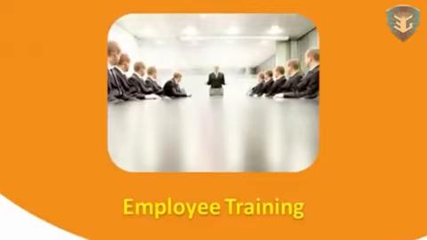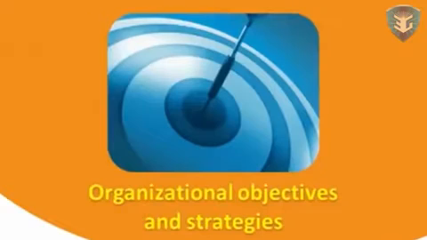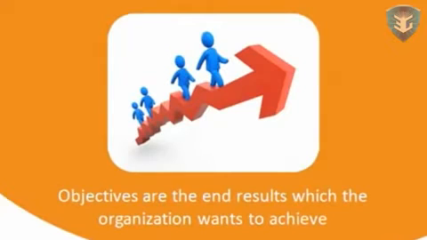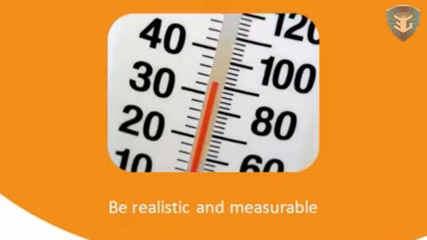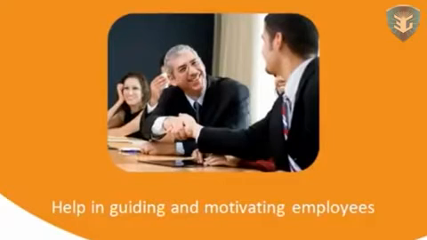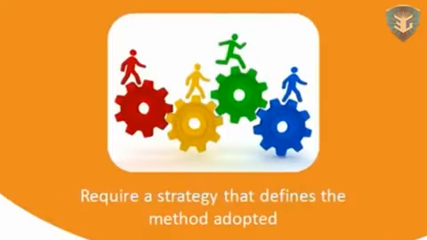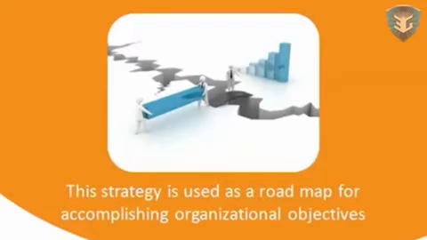Welcome to the presentation on employee training process. The first step in the training process for any organization is to assess the objectives of the training program and then devise a strategy or method to administer the same. Objectives are the end results which the organization wants to achieve within a given time frame. Objectives should be realistic and measurable. They should help in guiding and motivating the employees to accomplish their mission. You need a strategy for defining the method adopted by the organization to meet the objectives. Strategies are used as a roadmap for accomplishing organizational objectives.